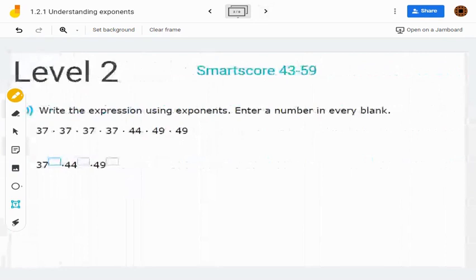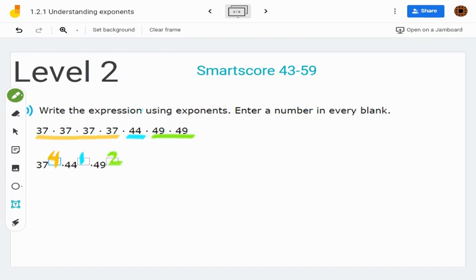Okay, another level 2 problem. So let's see, 37, I've got 4 of those. So that would be written as 37 to the 4th power. 44, we just have one of those, it looks like, so it's just a 1st power. And 49, there's 2 of them, so to the 2nd power.